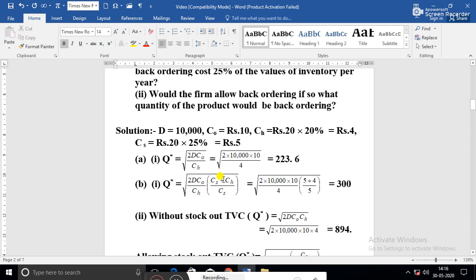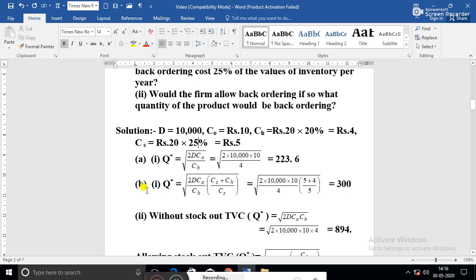Now first question, without any back order, you just calculate as usual. The first question is D into CO by CH under root, the basic formula, and we got the quantity ordering, quantity per order will be 223.6, but we can take 224.